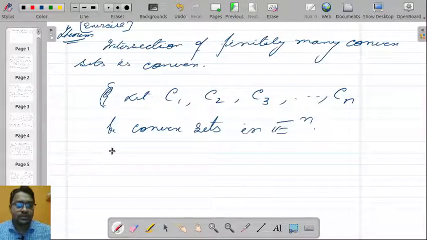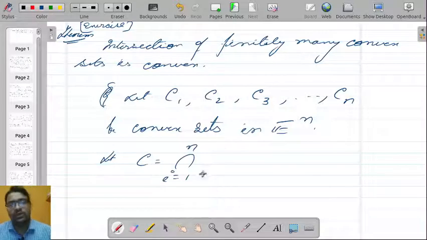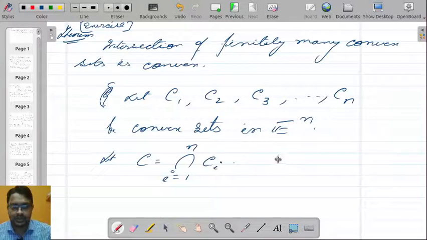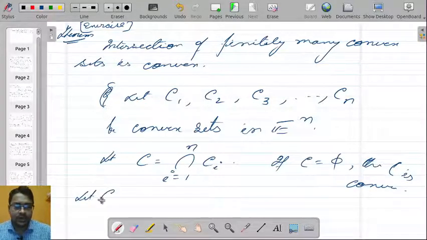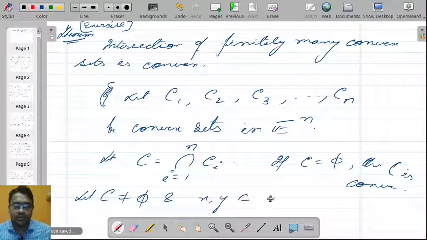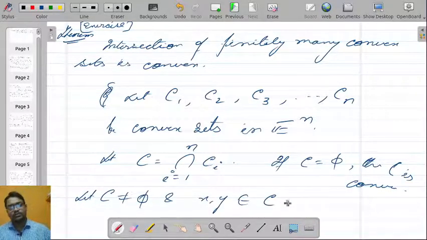Let's say C equal to intersection i goes from 1 to n of Ci. So we have to show that C is convex. If C is equal to phi, it may happen that C is phi, then it's convex. So let C not equal to phi, and x comma y belongs to C. And then you just proceed.